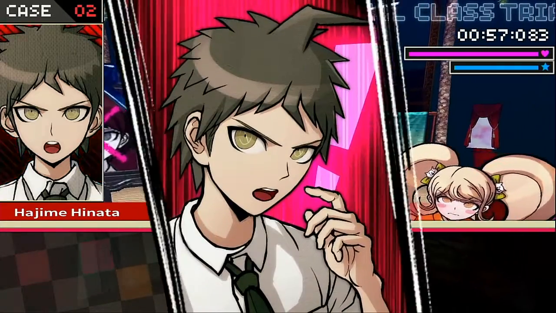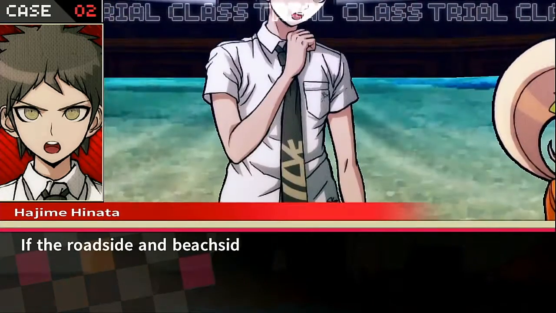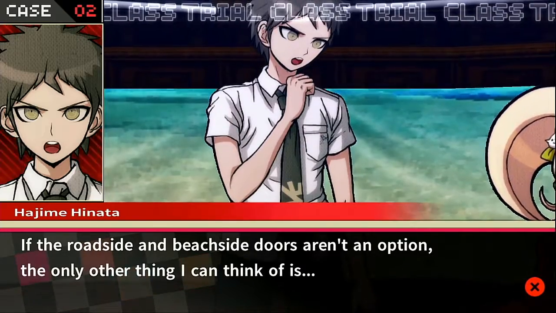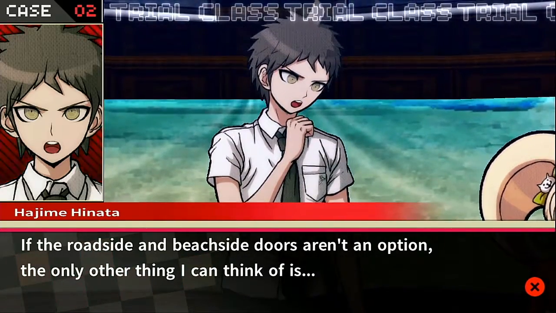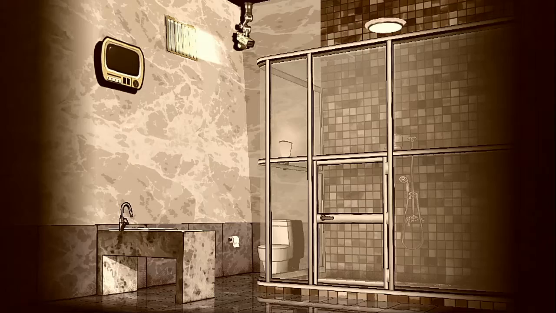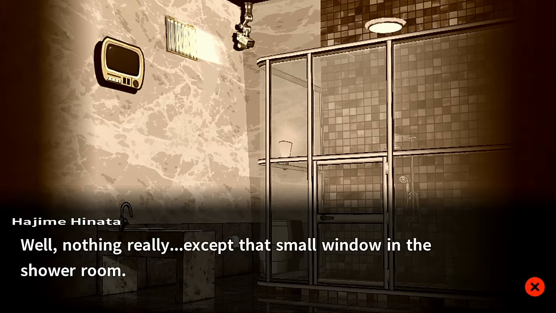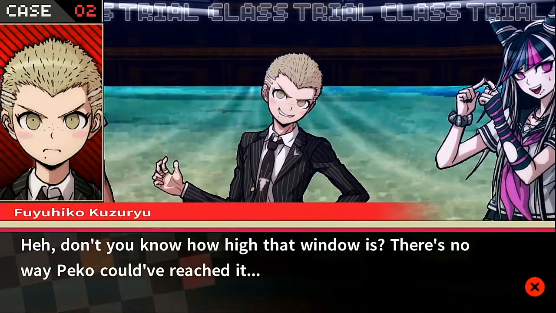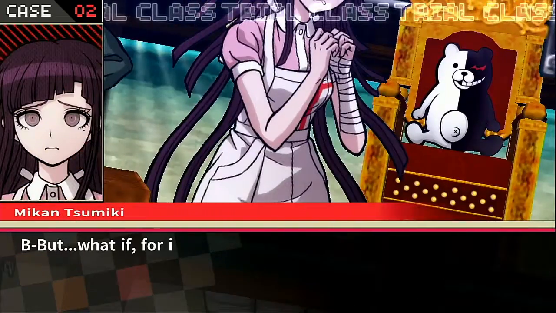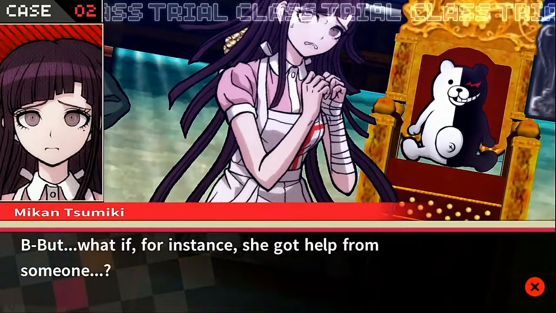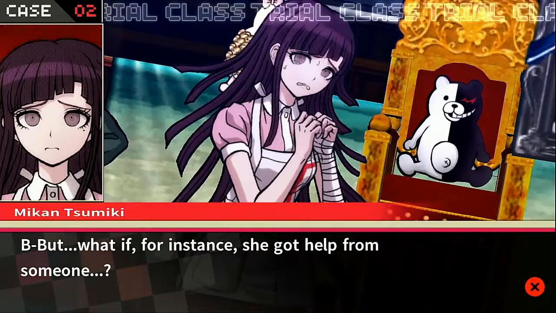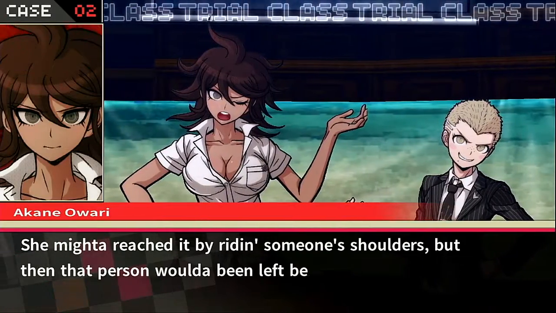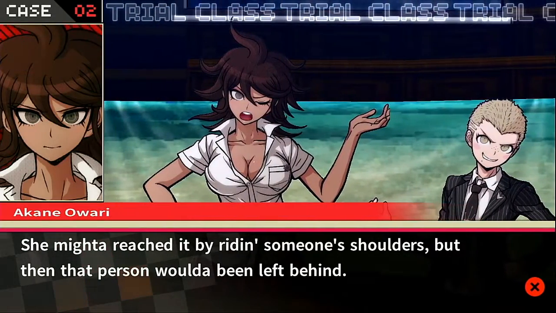I see! If the roadside and beachside doors aren't an option, the only other thing I can think of is... Well, nothing really. Except that small window in the shower room. Huh. Don't you know how high that window is? There's no way Peko could have reached it. But what if, for instance, she got help from someone? She might have reached it by riding someone's shoulders, but then that person would have been left behind.